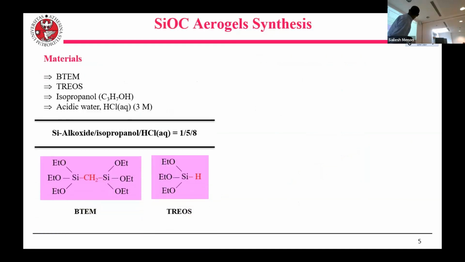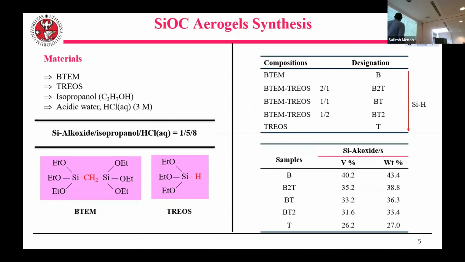Again, we start from two different silicon alkoxides, and we use isopropanol as the solvent and acidic water for the hydrolysis reaction. The molar ratio of the silicon alkoxide to isopropanol to HCl is 1 to 5 to 8.